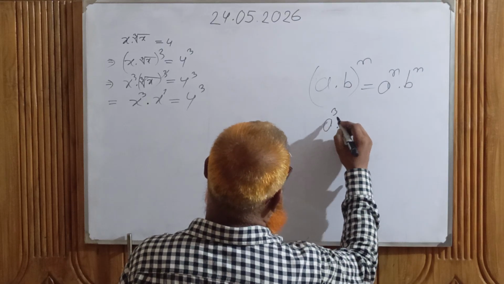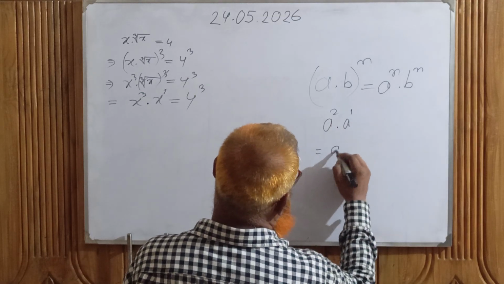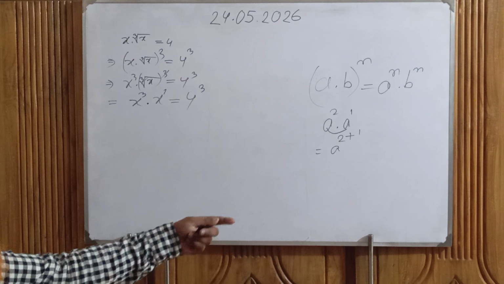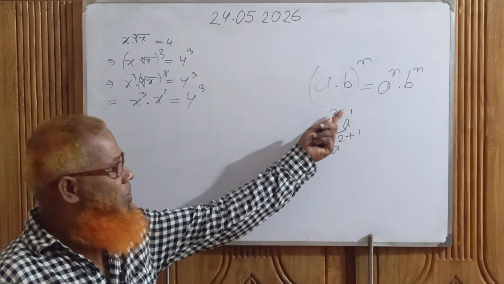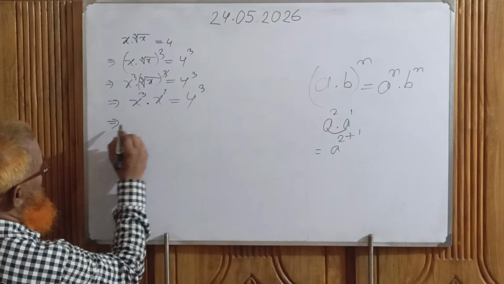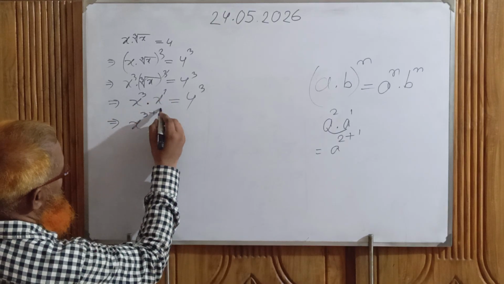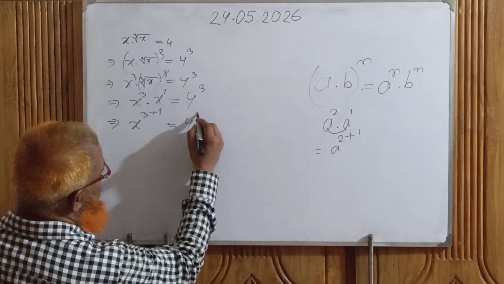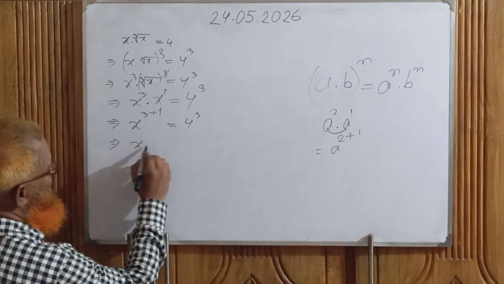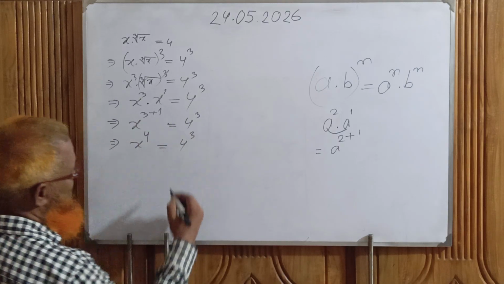a power of 2 into a power of 1 is a power of 2 plus 1, because this a and this a are multiplied. If they are multiplied, the powers are added. So x power of 3 multiplied by x power of 1 gives x power of 4, since 3 plus 1 equals 4, and this is equal to 4 power of 3.